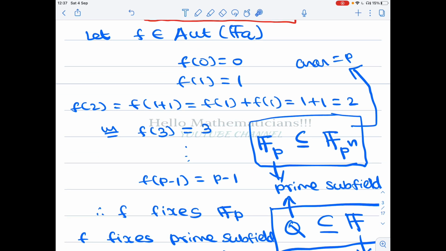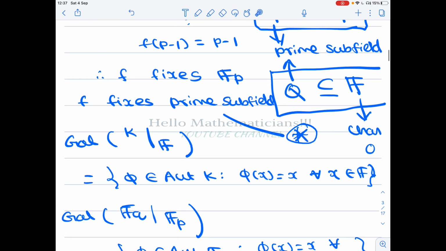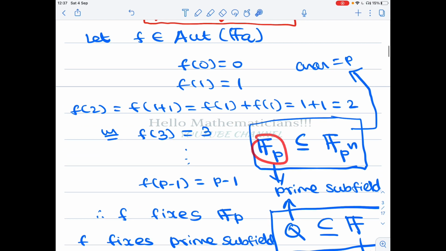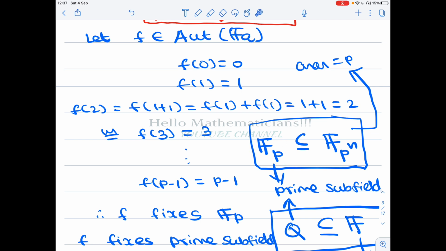Okay, note that if q equals p to the power n, then the prime subfield is Fp. Now Fp is a field with p elements, so we can assume that this Fp is nothing but Zp. We know that Zn is a field if and only if n is prime, so this Zp is also a field with p elements. Any two fields of the same order are isomorphic.